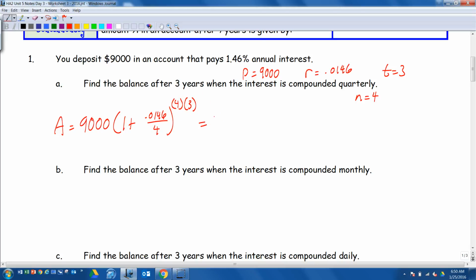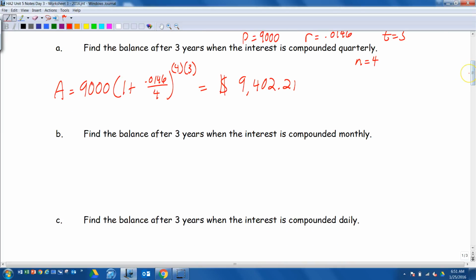Now, just enter that in your calculator. Be careful. Enter this part first, maybe. Hit enter, raise it to the 12, hit enter, and then times 9,000. Check it on your own, but you should get $9,402.21. When you're dealing with money, please round to 2 cents, or 2 decimal places, I should say.